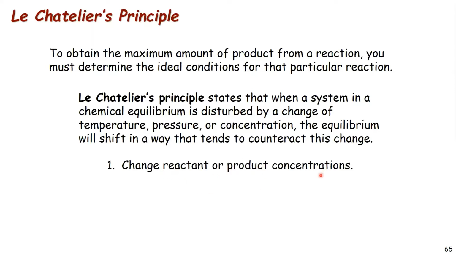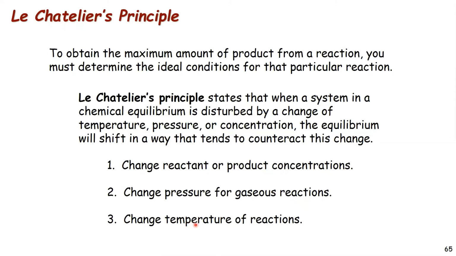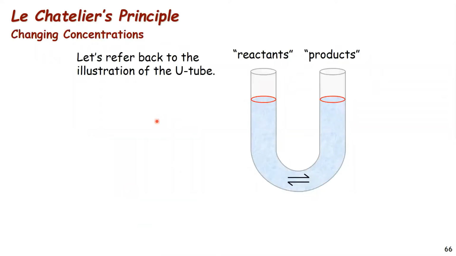We can change a reactant or product concentration. So we could add more reactant and it'll go towards products. We could add more products, it'll go towards reactants. We could remove products and it'll go from reactants to products to replace them. We'll talk about how pressure changes the equilibrium for gaseous reactions, sometimes, not all the time, as we'll see. And then finally, we're going to find that the temperature also will affect the equilibrium of a chemical reaction, and it depends on whether it is an exothermic or an endothermic reaction. So again, let's refer back to the YouTube, right?